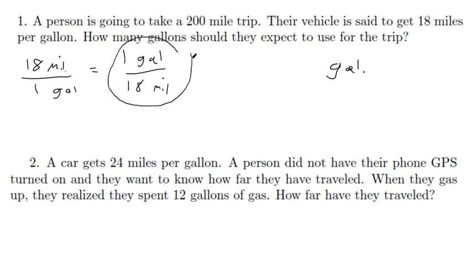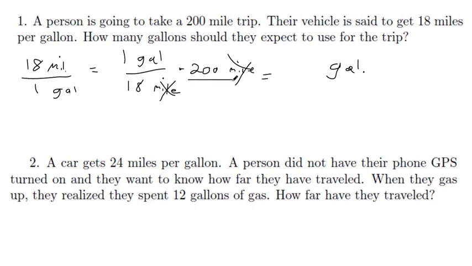And the second one is more useful because we want to get gallons by itself, so we want to have gallons in the numerator. So we're going to use this ratio, and a person is going to take a 200-mile trip, so we can multiply this by 200 because then the miles units will cross cancel. You've got miles up top, miles on bottom. Those cross cancel to give us just the gallons units we want.